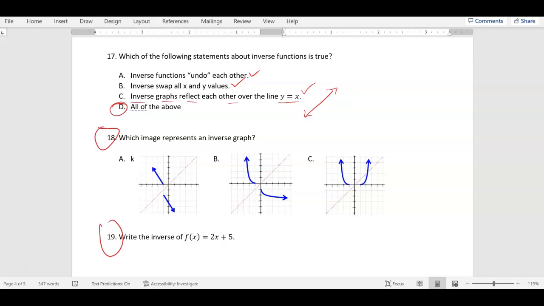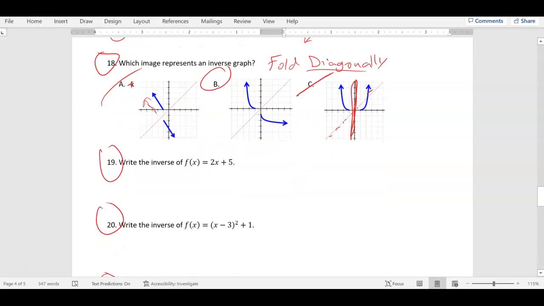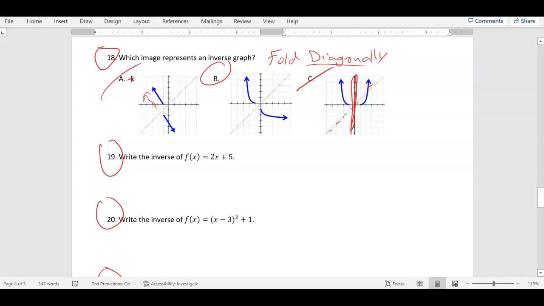Okay, now which image represents an inverse graph? A, B, or C, which one actually can fold diagonally onto itself? So here's the problem. On letter A, with a random K here, these don't line up. This would fold out over here or something, right? So it can't be A. B, yeah, looks good. What about C though? C would actually fold down the vertical y-axis. When it comes to this diagonal line, that's a no. It's a no-go. Diagonally, not vertically, and not any other way. So you will have one like that on your test. Make sure you do that.